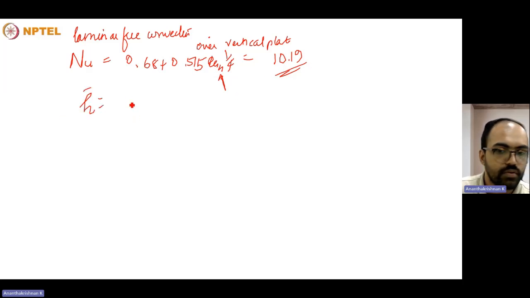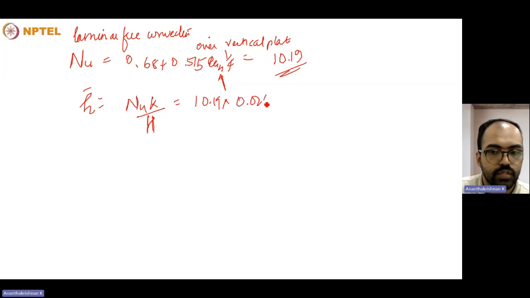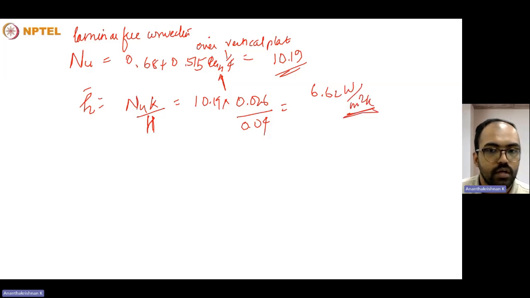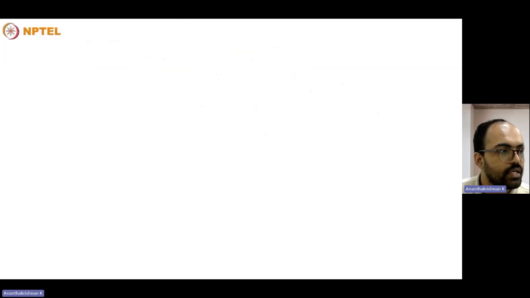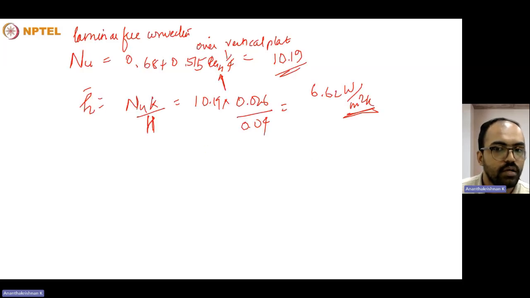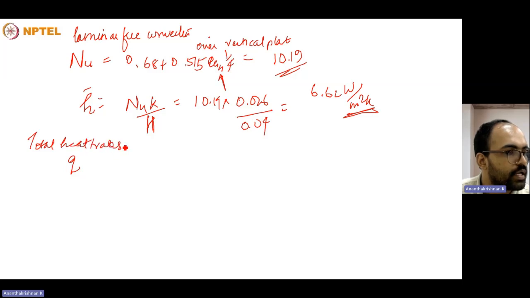And the heat transfer coefficient will be given as this Nusselt number value times k divided by h. This is height. So that's 10.19 into 0.026 divided by 0.04. So that should be equal to 6.62 watt per meter squared Kelvin. So once you get the heat transfer coefficient, we can obtain the total heat transfer rate.